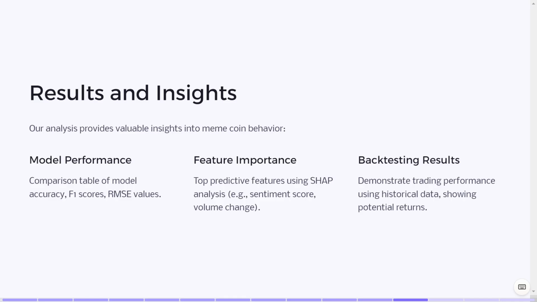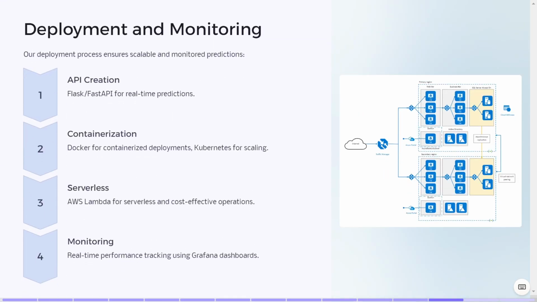After validating our model's performance, we moved on to deployment. We built an API using Flask and FastAPI, allowing users to make real-time predictions by inputting data through a web interface. We containerized our application using Docker, which simplified the deployment process across different environments. To ensure scalability, we used Kubernetes for orchestration, enabling us to handle increasing demand seamlessly.